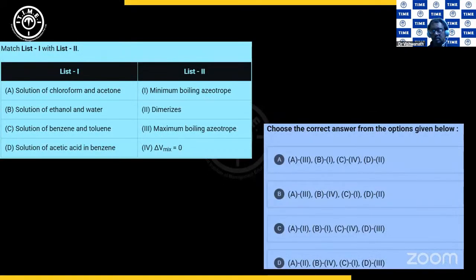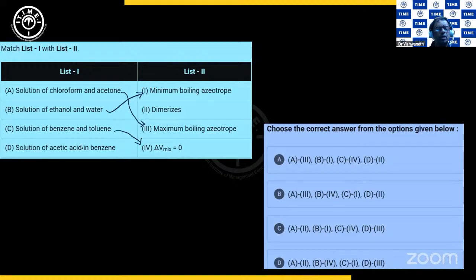Now, let us check if you are able to solve this. A solution of chloroform and acetone is going to give a maximum boiling azeotrope. Yes, that is what you have seen already. A solution of ethanol and water will give a minimum boiling azeotrope. A solution of benzene and toluene is an ideal solution. Therefore, volume of mixing is 0.